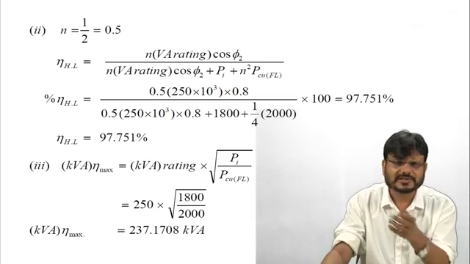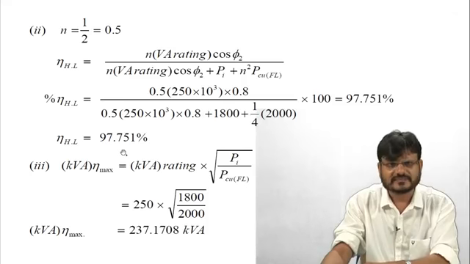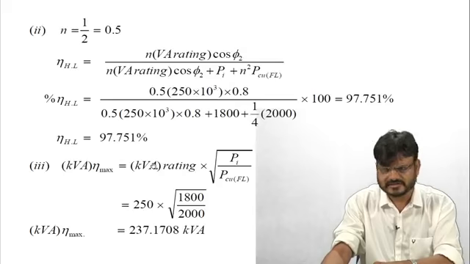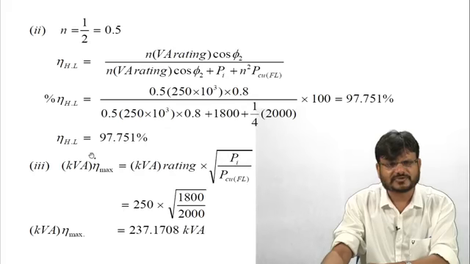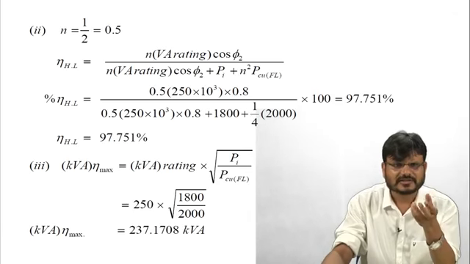97.751%. It is very interesting to note that the efficiency at full load is 98.135% and the efficiency at half full load is 97.754%. So there is very little effect of the load on the transformer.